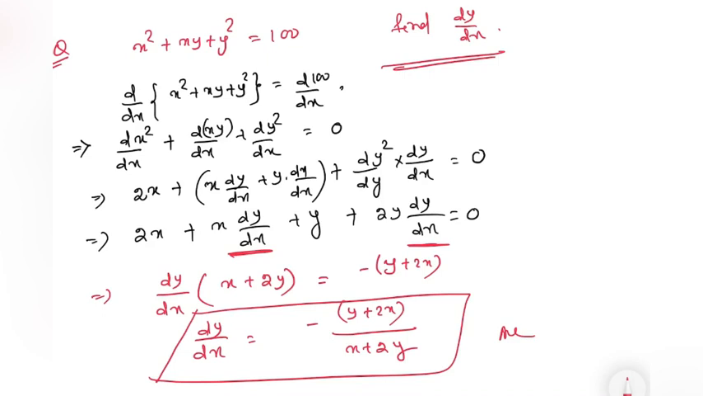Right? Any problem with it? So like this you can find the derivative of the implicit function. Okay, thank you.